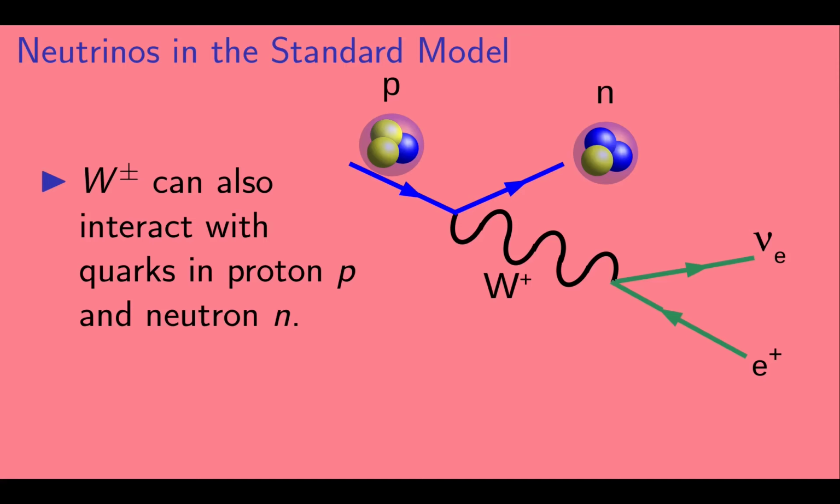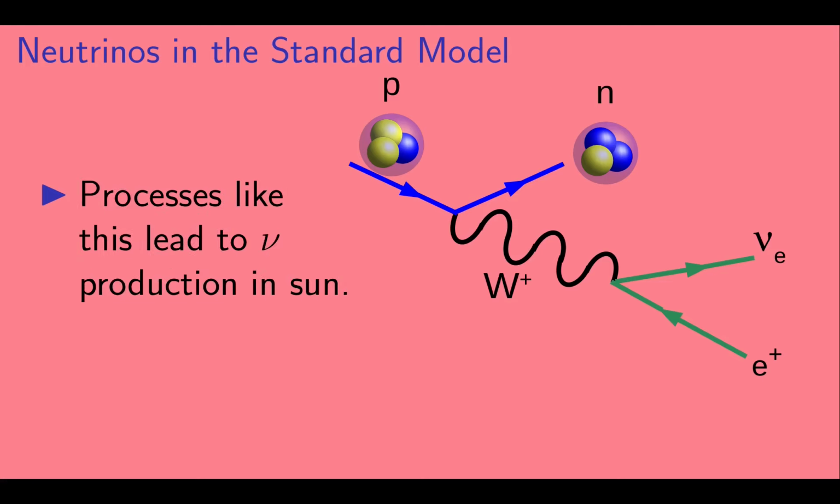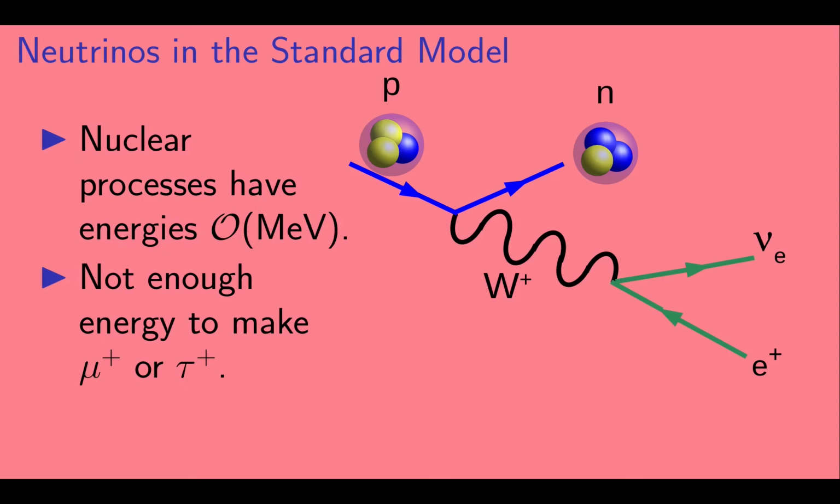A W can also interact with the quarks in a proton or neutron. Here we see a proton emit a W+, turning the proton into a neutron. The W then disintegrates into a positron and an electron neutrino. So this process, if energetically possible, turns a proton into a neutron, a positron, and an electron neutrino. Processes like this lead to neutrino production in the Sun.